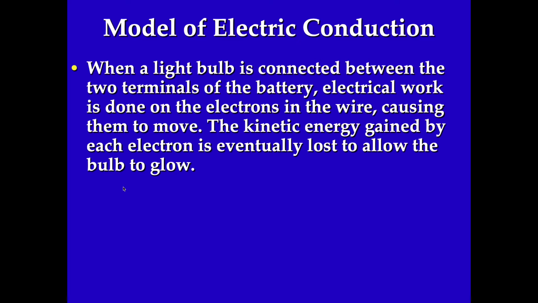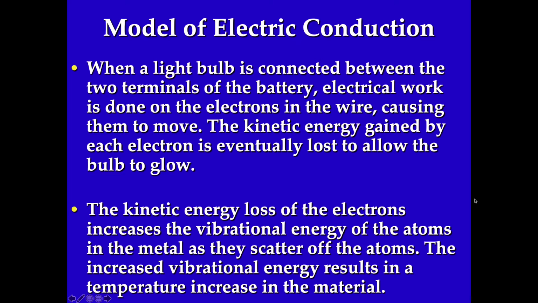So if you're using a battery, you have chemical energy getting converted into electrical energy, to kinetic energy, and then to thermal energy, and then light. So you have a bunch of conversions of energy. The kinetic energy loss of the electrons will increase the vibrational energy of the atoms in the metal as they scatter off. That causes the temperature to increase, because temperature is a measure of the average kinetic energy of molecules. The more vibrations you get, the higher the temperature of the material.